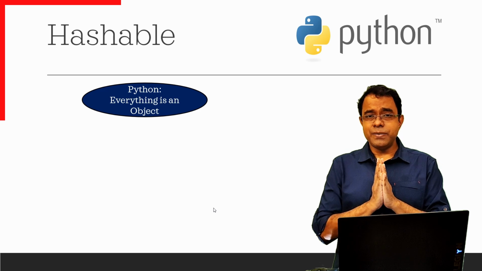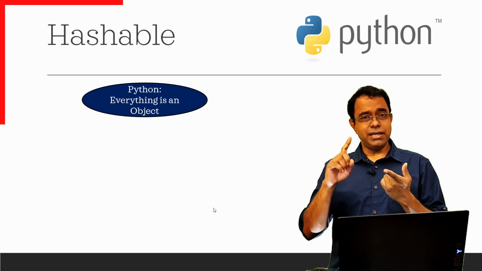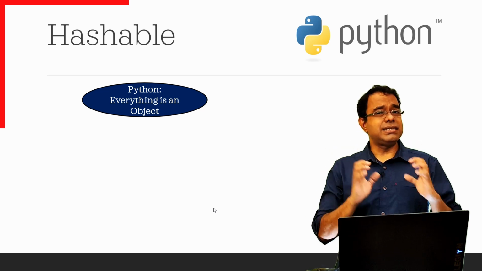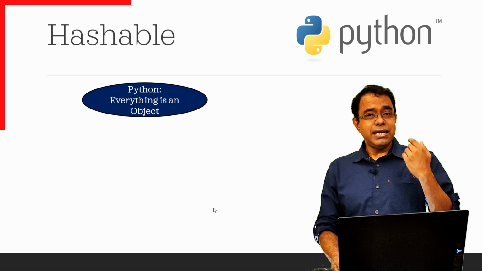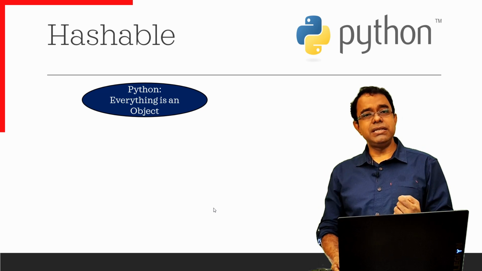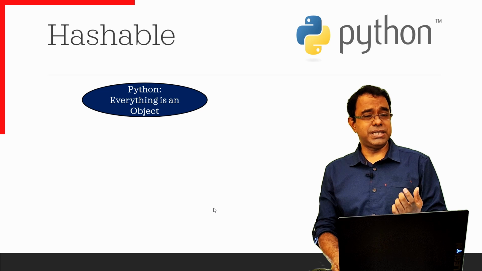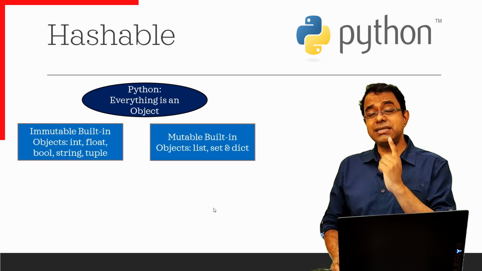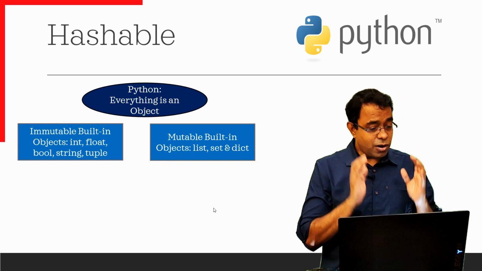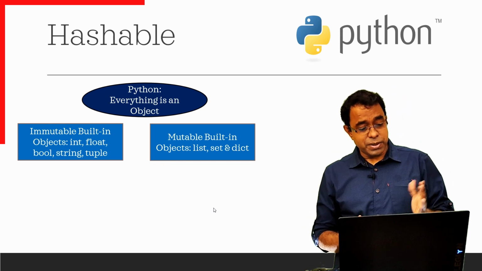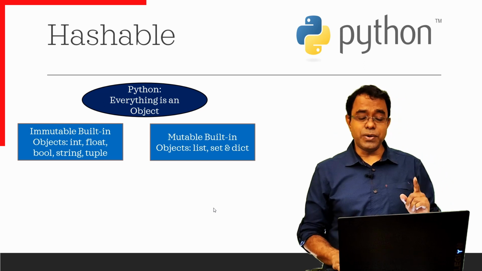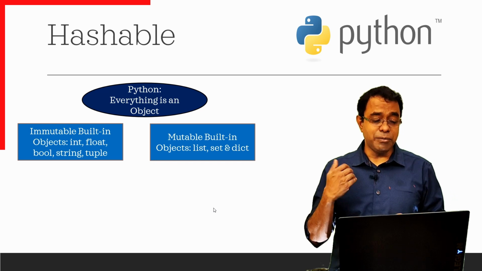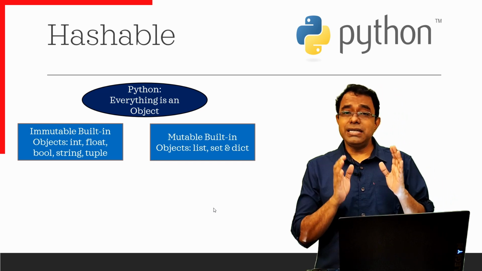Now in Python, everything is an object, okay? Whether you are using a class or you are just using an integer or float, everything is an object. Integer, float, list, tuples, string, they are built-in objects, right? There are two types of built-in objects: immutable built-in objects and mutable built-in objects. Objects like int, float, bool, string, tuple, and even Unicode are immutable, and objects like list, set, and dict are mutable. The meaning of immutable is simple.